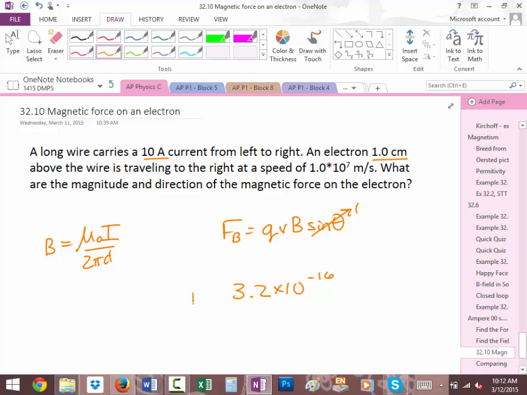Seniors did something right for once. Units are what? Newtons. That just tells us the magnitude. We also need the direction, and the answer was what? Up. Is that okay?